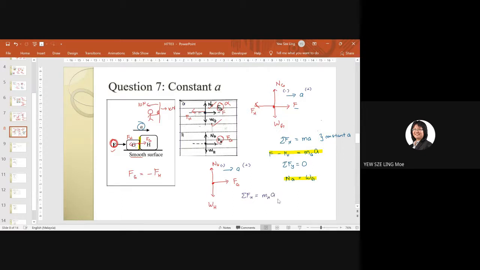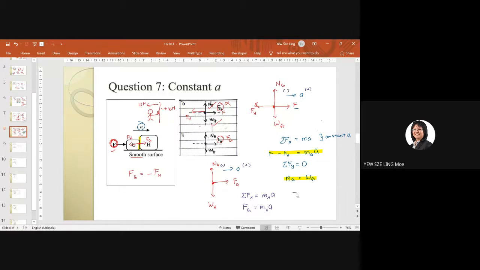Okay, because now I'm looking at object H. So summations Fx, now if you look at these questions, what can you say about it? Now you only have one force along X component, which means Fg is equal to MHA. Okay, Fg is equal to MHA. So this is for the X component.